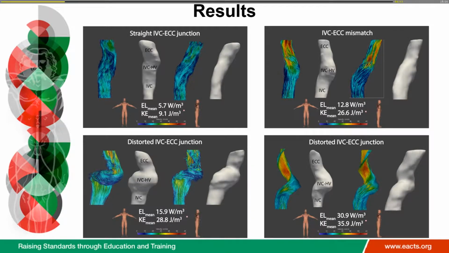So the IVC-ECC junction showed to be highly variable, including relatively straight IVC-ECC junctions with no flow abnormalities in nearly half of patients. In a subset of patients, there was a significant increase in blood flow velocity from the inferior vena cava towards the extracardiac conduit, representing IVC-ECC mismatch, and showed increased energy loss and kinetic energy. And in 4 patients, we saw highly distorted geometries leading to acute changes in flow direction and the occurrence of helical flow patterns, and were also associated with increased kinetic energy and energy loss.